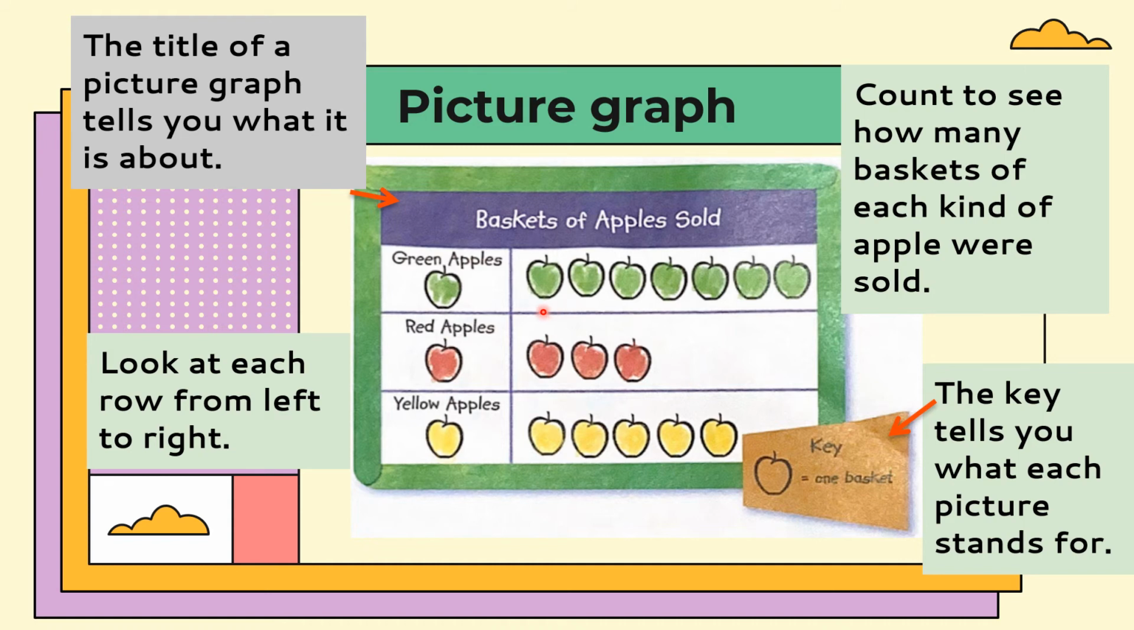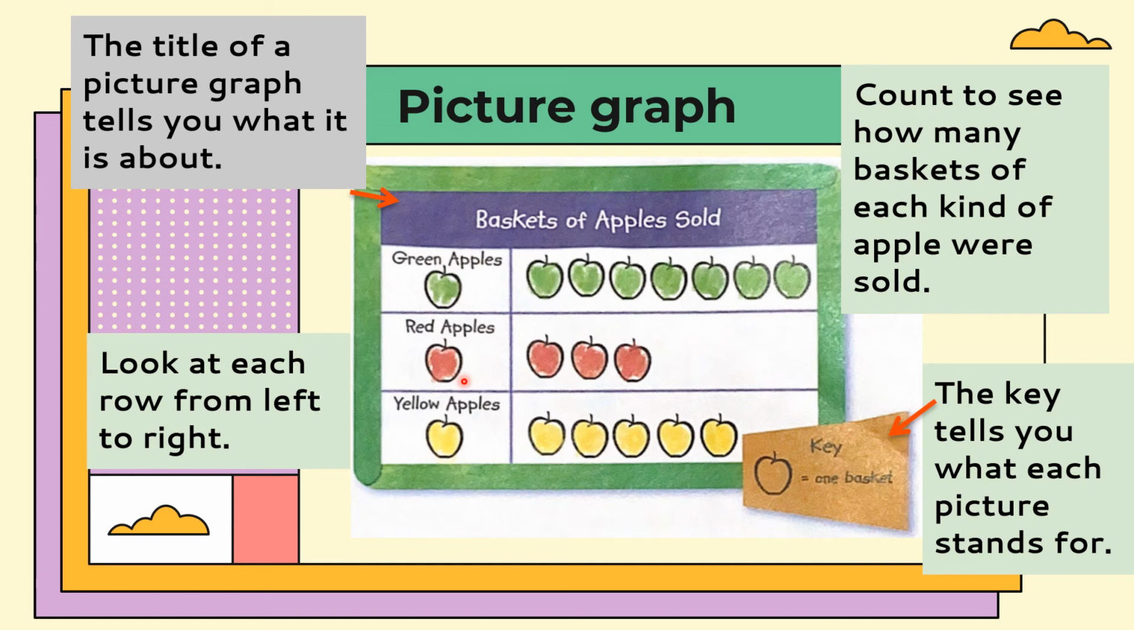So if I'm talking about green apples here, and on this picture graph they are represented by green apples, each apple shows one basket of that kind of apple. So let's count how many baskets of green apples were sold. It's 1, 2, 3, 4, 5, 6, 7. So there are 7 baskets of green apples sold. If you see, I started reading from the left and I finished reading on the right. So you always start reading from the left and you move to the right.